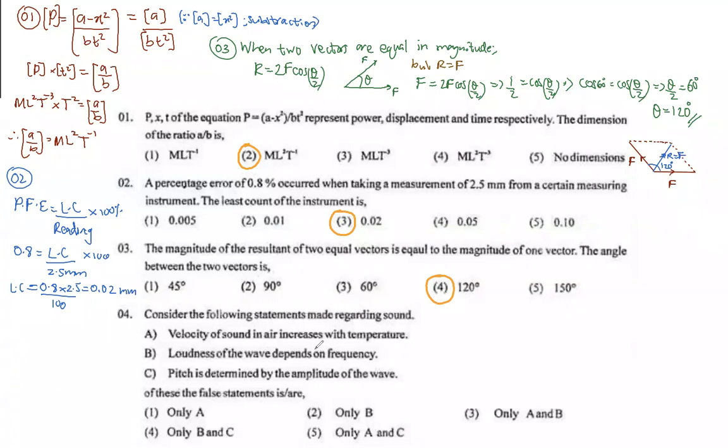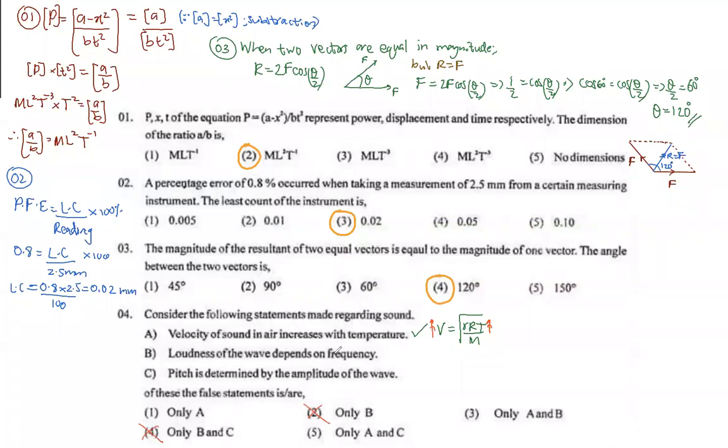Consider the following statements made regarding sound. Velocity of sound in air increases with temperature. Yes, we can say it's correct. Why is it correct? Because we know speed of sound in air is equal to square root of gamma RT over m. So obviously when you increase the temperature, speed of sound in air should increase. So A is correct, which means this is wrong, this is wrong.